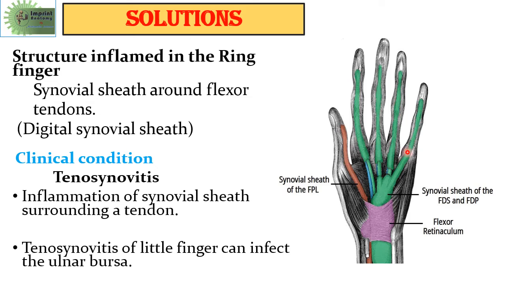When the broken glass cut the ring finger, inflammation of the synovial sheath can occur, and this condition is called tenosynovitis. So this is about the condition. The tenosynovitis of the little finger can also infect the ulnar bursa, which is a common synovial sheath. You can see over here, this sheath covers the tendons.